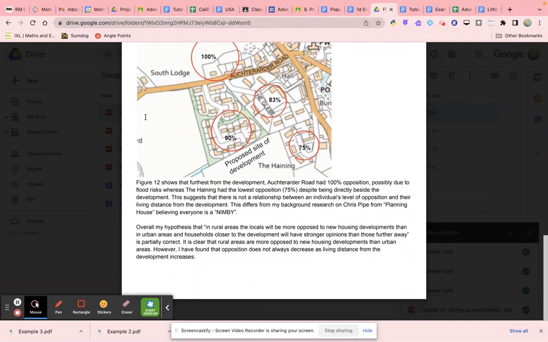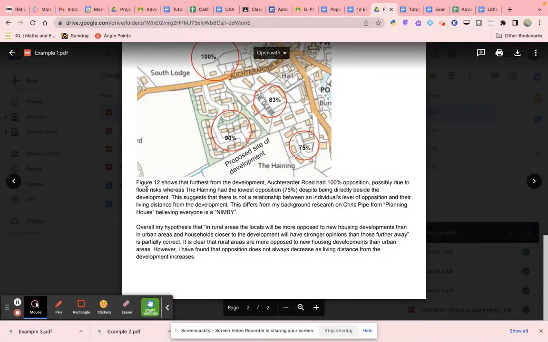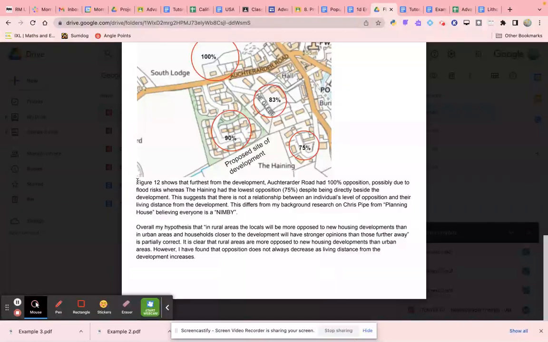And then as we go further into this, we can see a bit more explanation. Here, they actually talk about why there is opposition, and they're linking it to their background research again. And we can see that this differs from my background research. Finally, we get the other final key thing that I was just talking about a second ago. What does that mean in terms of the hypothesis?